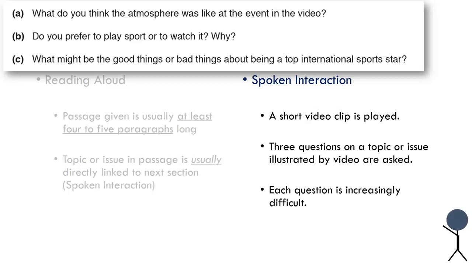If you take a look at the sample questions that I'm showing you on the screen, I don't know whether you realize this, but each question increasingly gets more difficult. So, for example, you look at the first one, it says, what do you think the atmosphere was like? So you have to imagine, okay, it's very personal, right? And then the second one is also quite personal, but it's no longer about the video.